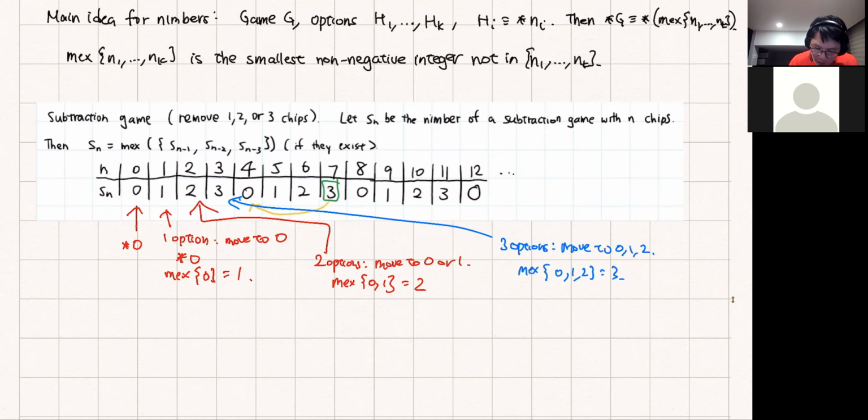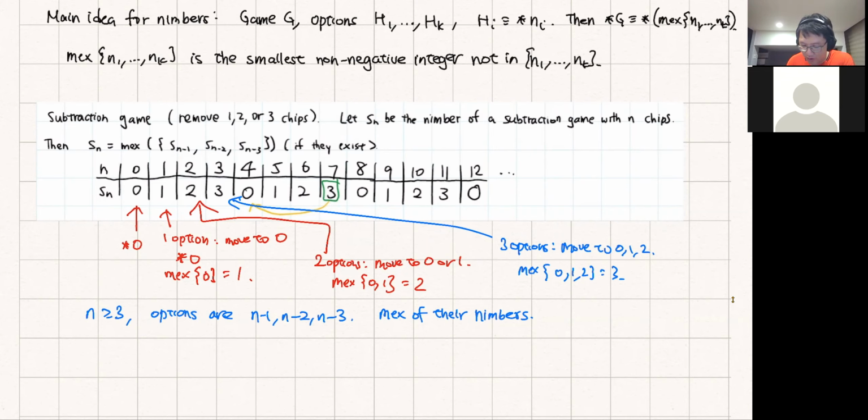Then you just do this repeatedly for future options. When n is greater than 3, the options are n minus 1, n minus 2, and n minus 3. You're looking at the max of their numbers. So you're just looking at the previous three numbers and taking the smallest excluded number out of them.